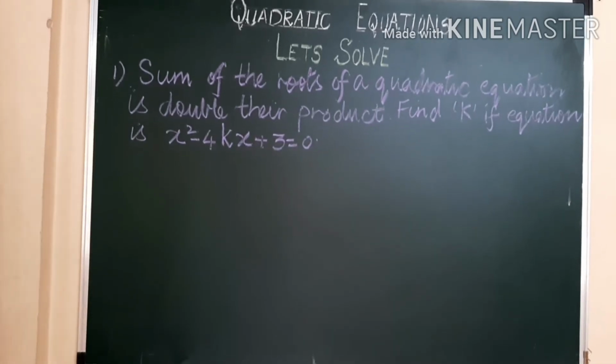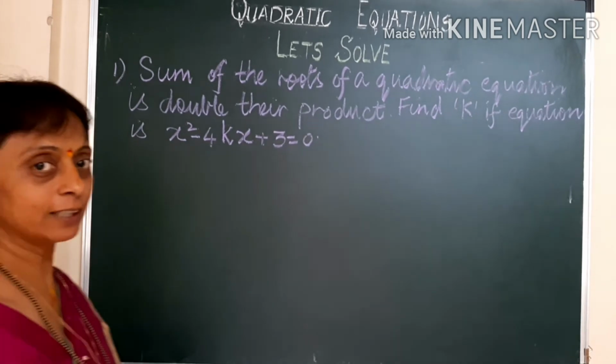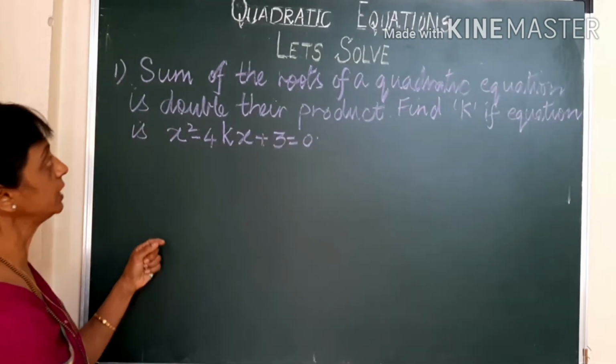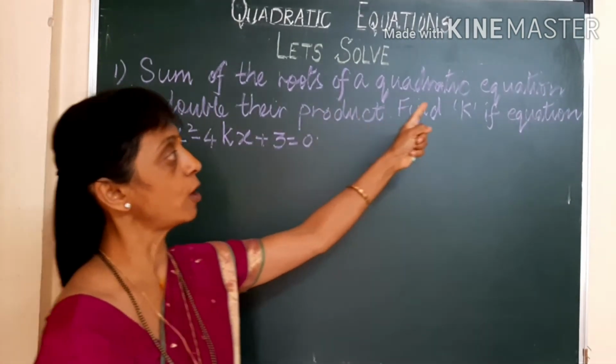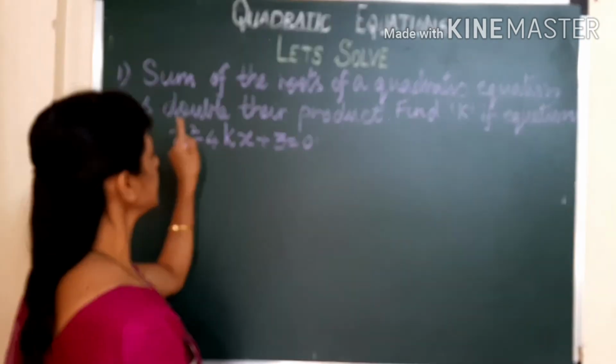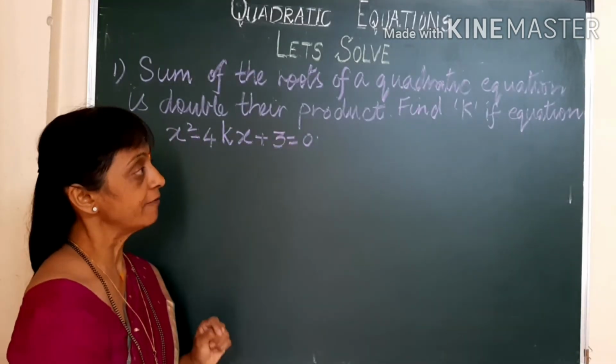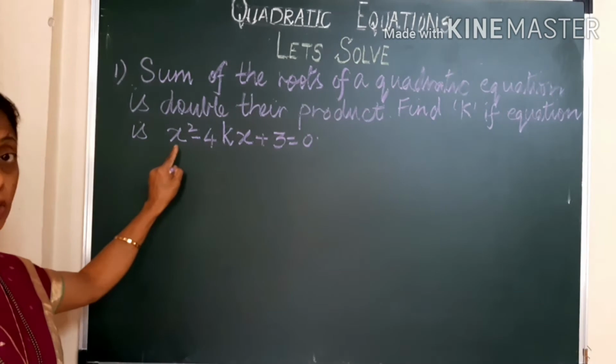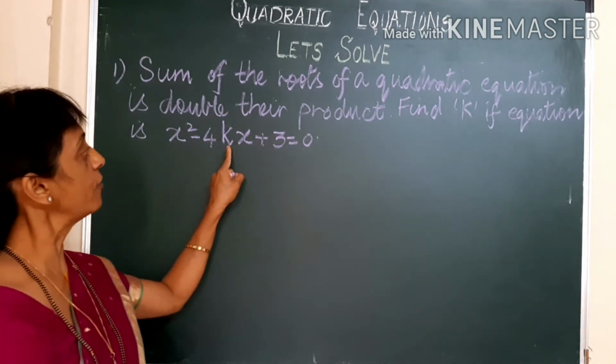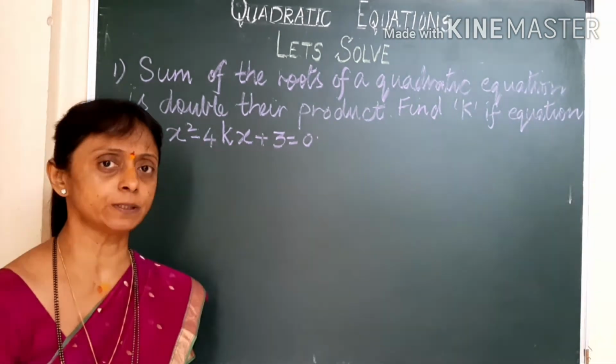Now children, let's solve a few problems. Look at the board. The problem written on the board is: the sum of the roots of a quadratic equation is double their product. Find k if the equation is x squared minus 4kx plus 3 is equal to 0.